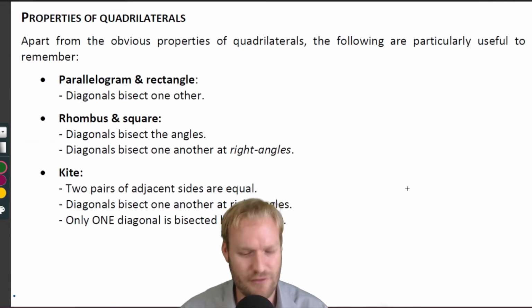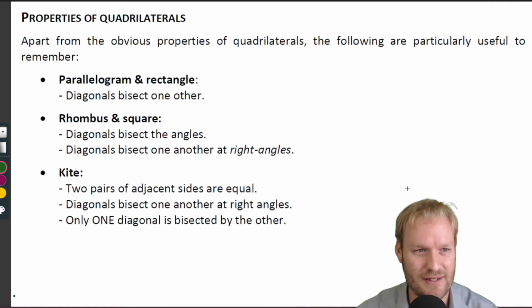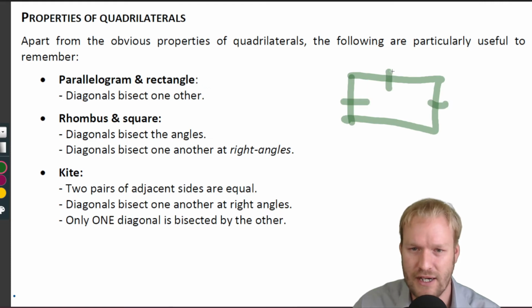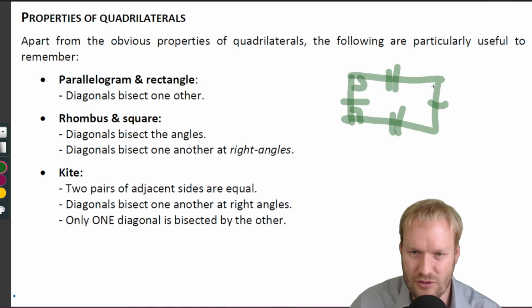Okay, some properties of quadrilaterals. Again, revision, you've seen some of these, but just a reminder about them, and you'll need these ideas when you do the exercise that's coming up. If we say something about a rectangle, we know that opposite sides are equal. We haven't written that out, but we know that. We know that these are all 90 degrees.